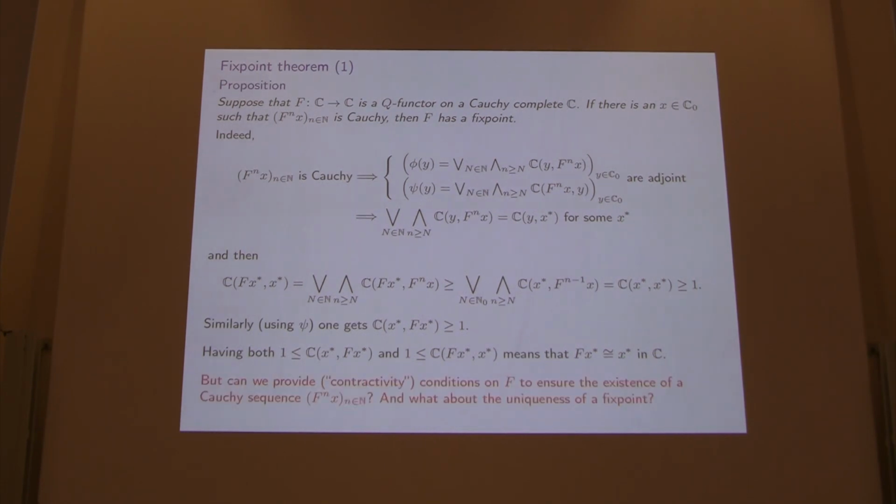Right, but of course, I didn't use contractivity, and I assumed that there was a Cauchy sequence by iteration. But the point is, therefore, can we provide contractivity conditions on F to ensure the existence of a Cauchy sequence, to make this a Cauchy sequence? And can we say something about, perhaps, the uniqueness of such a fixed point?